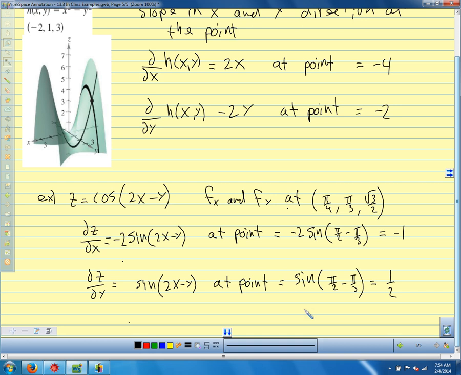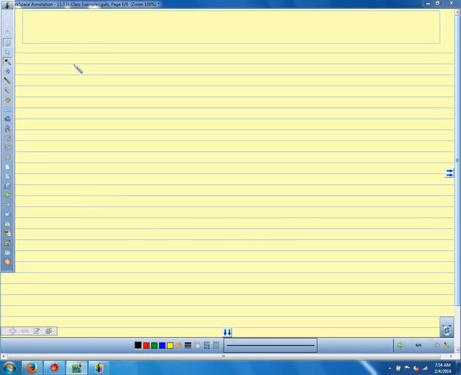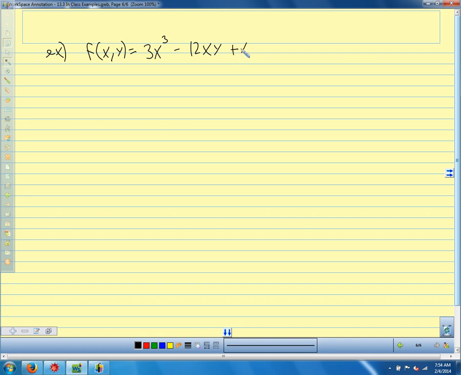So questions on finding our partial derivatives there? All right. One last question to talk about. So we want to find, for f of x,y equals 3x to the third minus 12xy plus y to the third, where f sub x equals f sub y equals 0. So we want to know where the first partials with respect to x and with respect to y are 0 simultaneously.